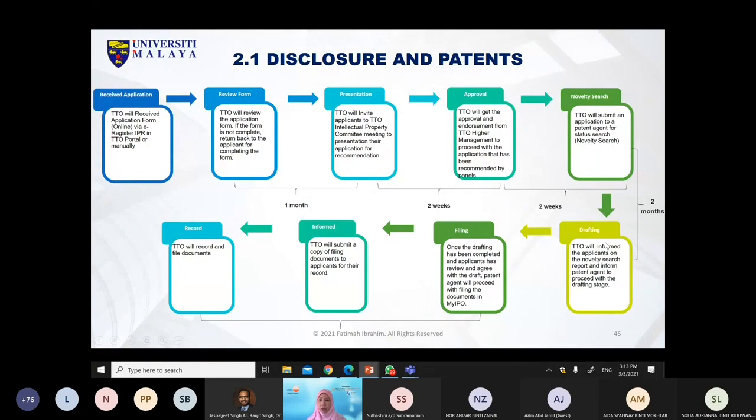So this is the drafting. Once the novelty search has been drafted by the patent agent, it will go to the committee, and they will review again, and we will send it to the researcher to double check and confirm. And if everything is in order, we will file to the Malaysian Intellectual Property Organization. And then the TTO will submit the copy of filing. Then only the researcher will get what they call PI. So you will get a number, PI blah blah blah, University so and so, and so on. It means that your patent has already been filed.